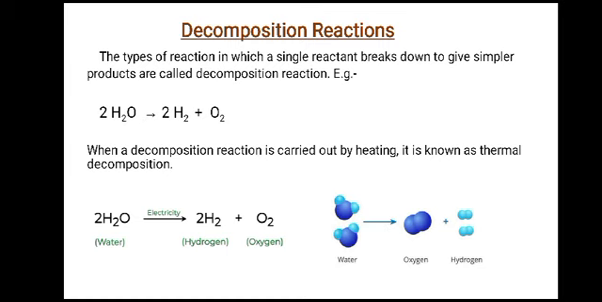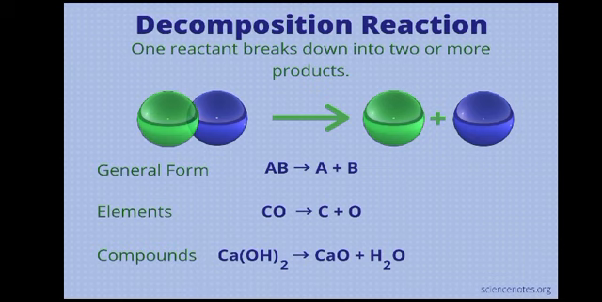The type of reaction in which a single reactant breaks down to give simpler products is called decomposition reaction, where two water molecules are broken down into two hydrogen plus one oxygen molecule. When a decomposition reaction is carried out by heating, it is known as thermal decomposition. Here is what a decomposition reaction looks like.